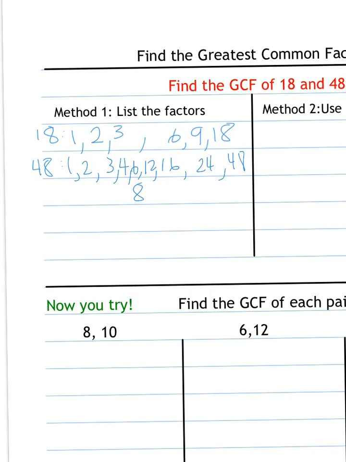Now, greatest common factor, just like the name says, we are looking for the largest number that goes both into 18 and 48. And after listing the factors here, we see that our greatest common factor for this is going to be 6. Okay, so the greatest common factor, or the GCF, is going to be 6. Okay.